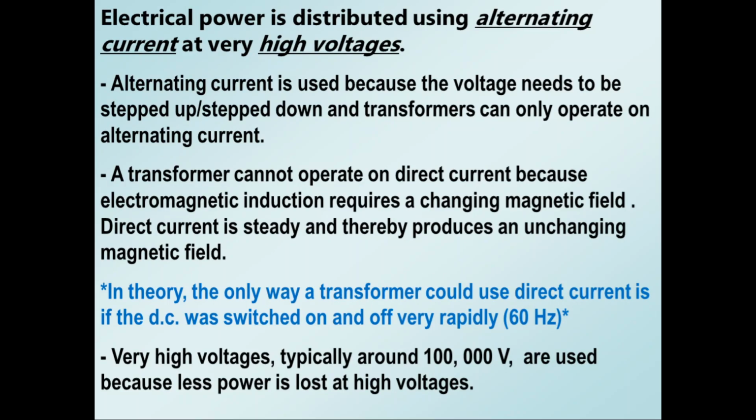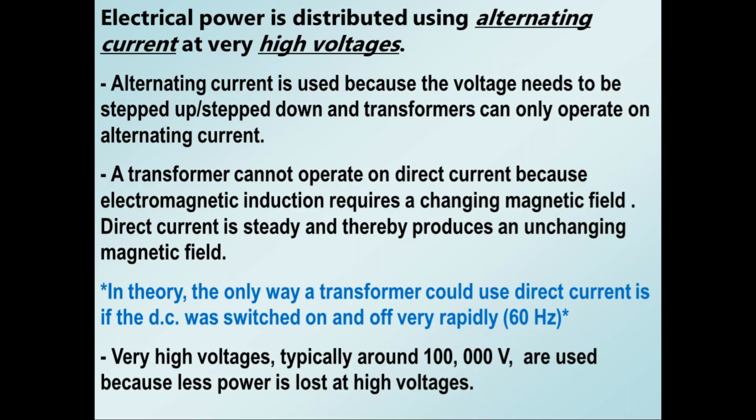So, to wrap up, electrical power is distributed using alternating current at high voltages. Why alternating current? Because the voltage needs to be stepped up or stepped down, and transformers can only operate on alternating current. A transformer cannot operate on direct current because electromagnetic induction requires a changing magnetic field. Remember, that is Faraday's law. Direct current is steady and thereby produces an unchanging magnetic field.